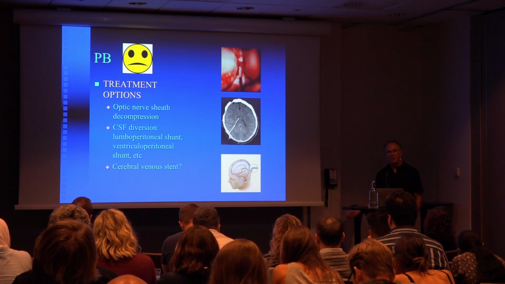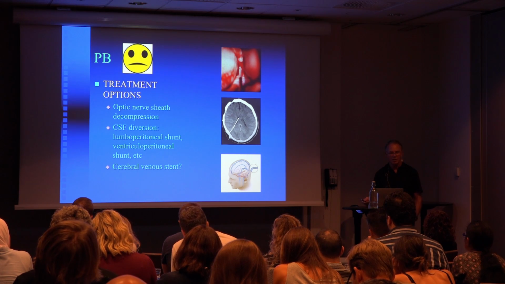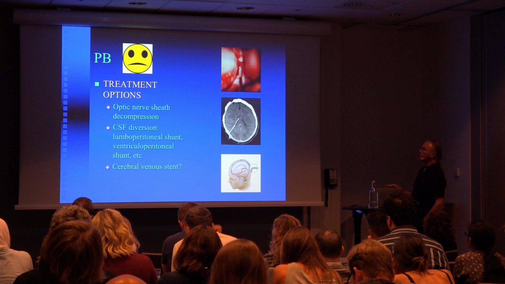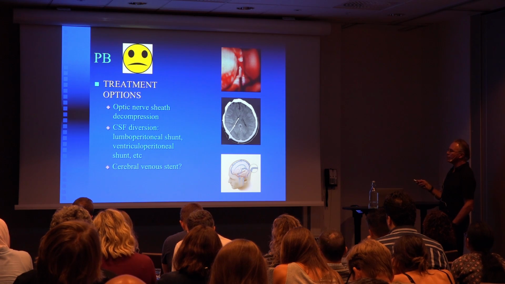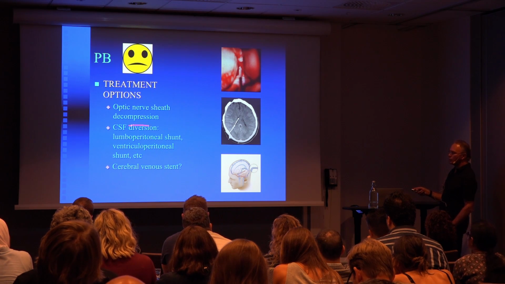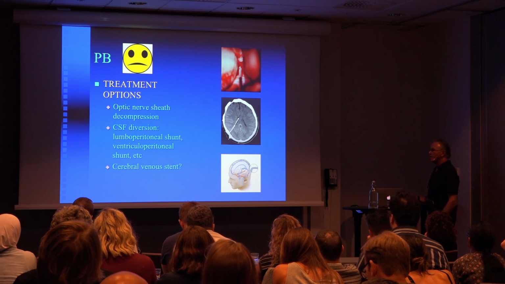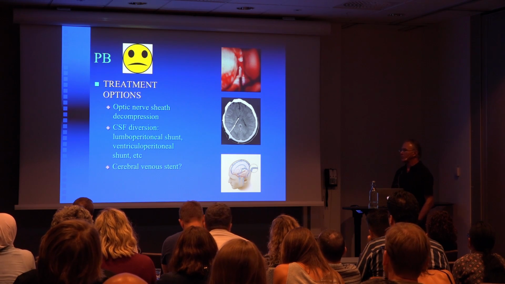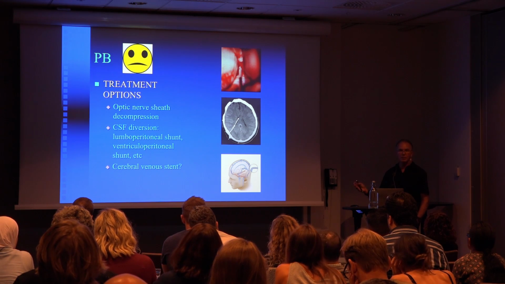And here are your options. This is going to be a surgical case for the most part. If you're on maximum medical therapy, you've got to think about what surgery you might do. Optic nerve sheath decompression is relatively effective for this disorder. Some sort of CSF diversion, lumbar peritoneal shunt, ventricular peritoneal shunt, some sort of shunt with this. And as I mentioned earlier, there are those who believe that it may be time to think about doing cerebral venous stenting as a first-line therapy if they need surgery. We'll get back to that.